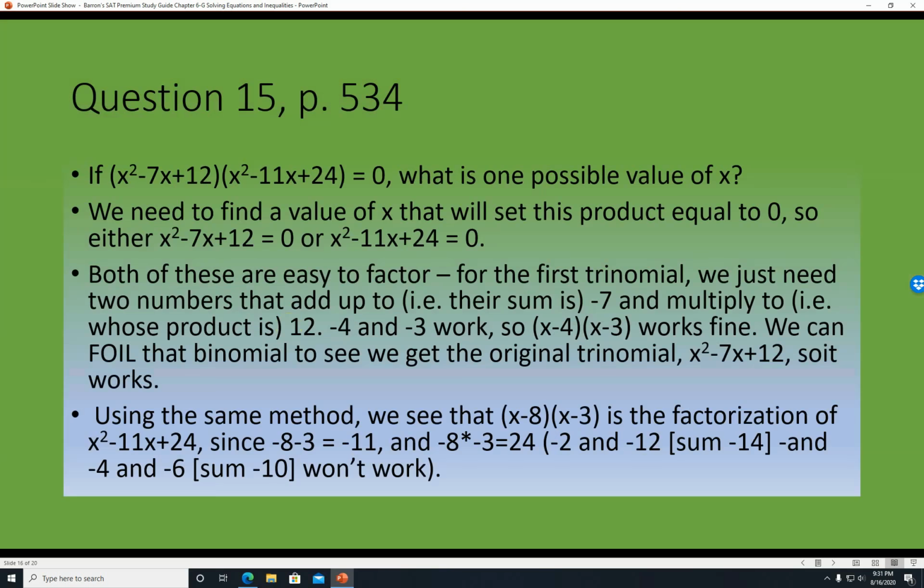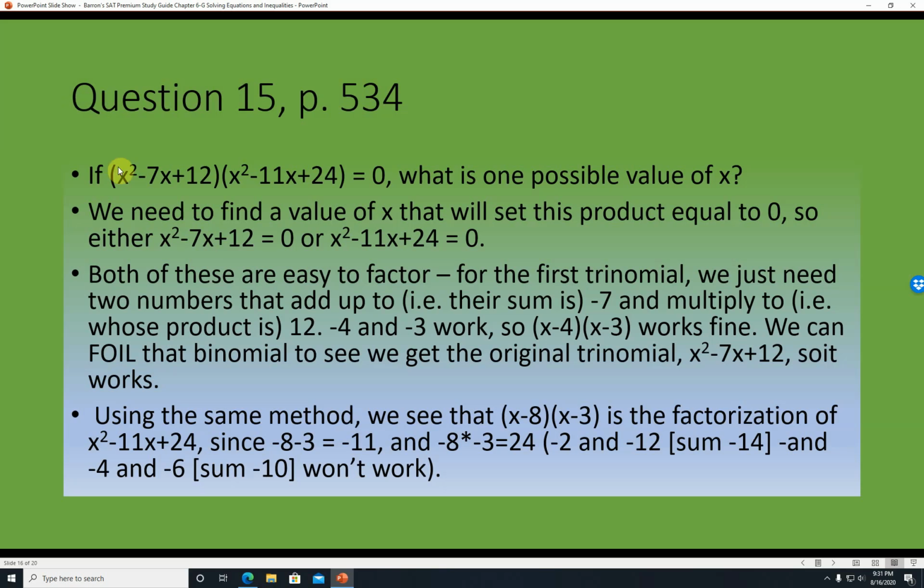Okay. Question 15, page 534. If x squared minus 7x plus 12 times x squared minus 11x plus 24 equals 0, what is one possible value of x? Wow, this looks like a big, ugly, scary problem, doesn't it? Well, does it matter that they have two trinomials that you should be able to see you can factor into two binomials? Basically they just put together two pretty average factoring problems from algebra. So we need to find a value of x that will set this equal to 0.